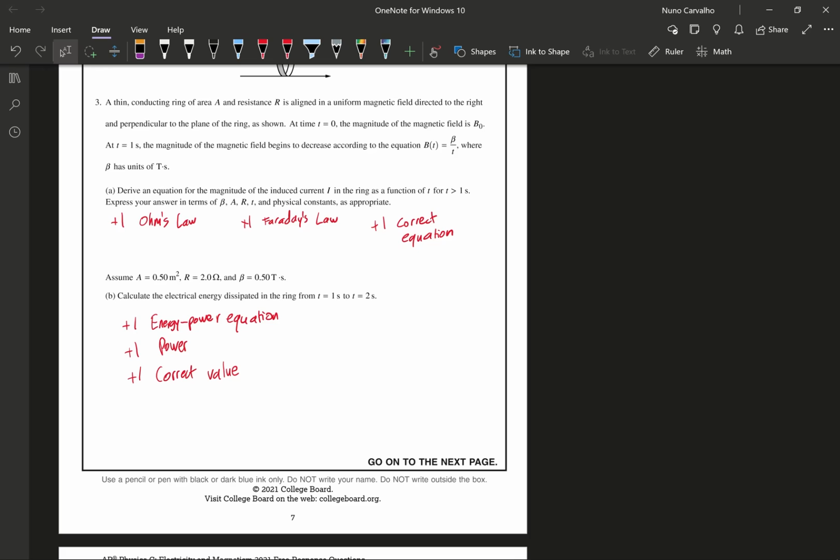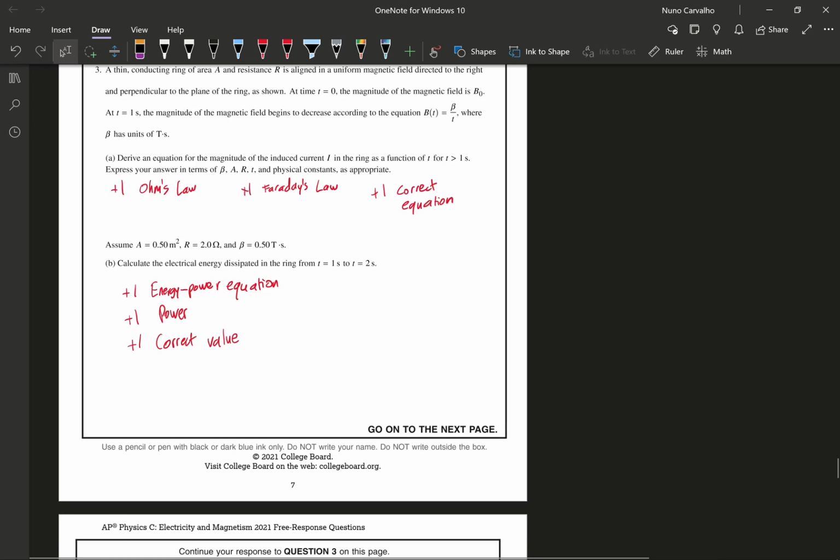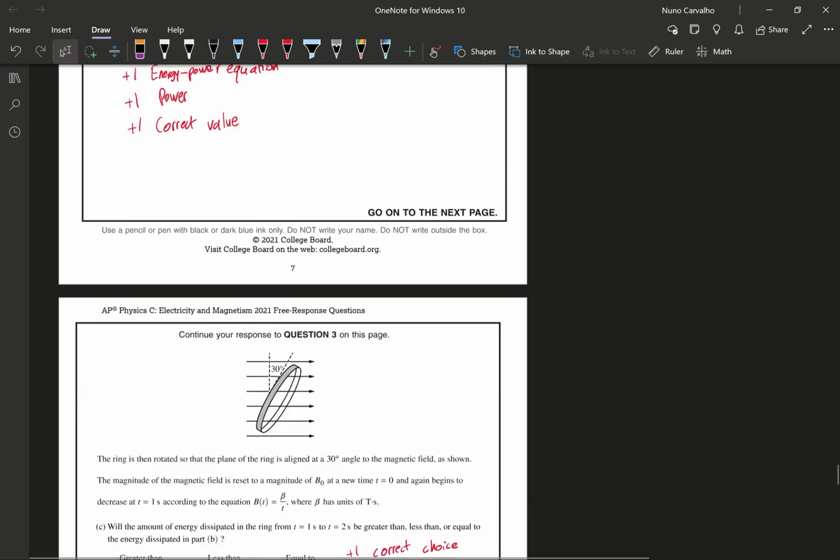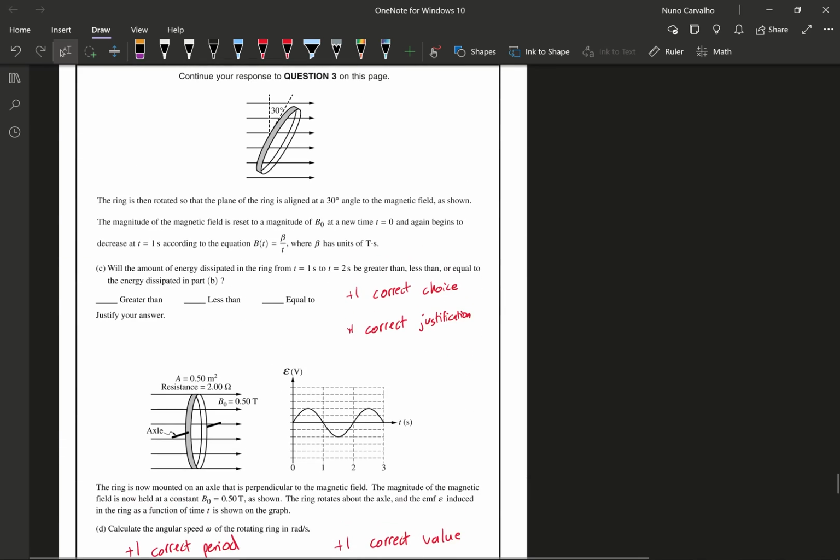So you can use any of the three, right? Like IV, or I squared times R, or V squared over R. Any of those would work. And then finally, I think you get a point for just plugging everything in and getting the correct value at the end. Okay, then for part C, again, it's a justification question.